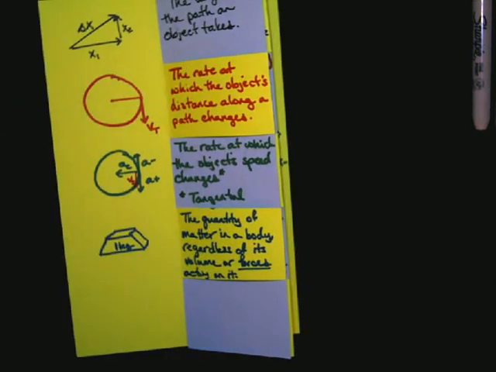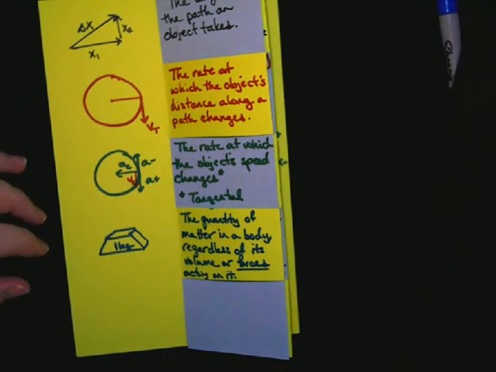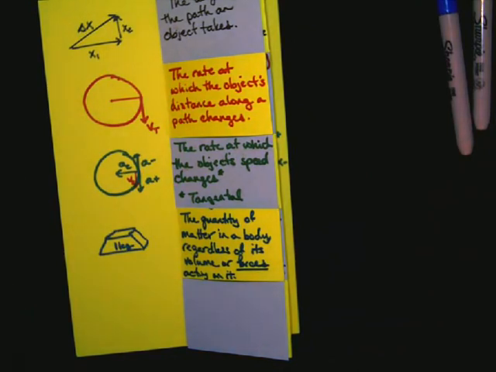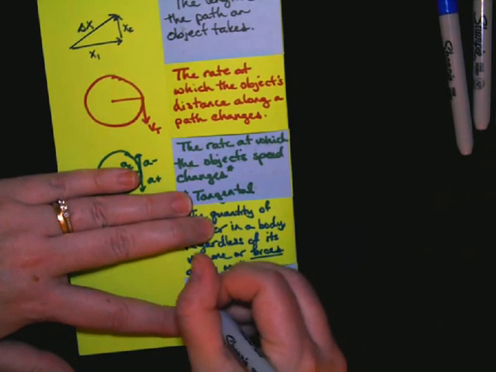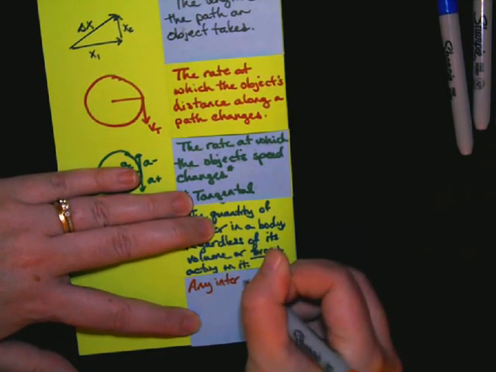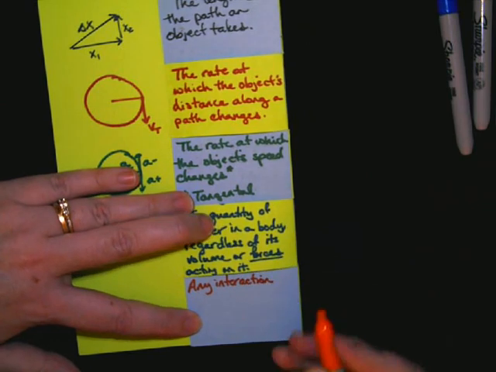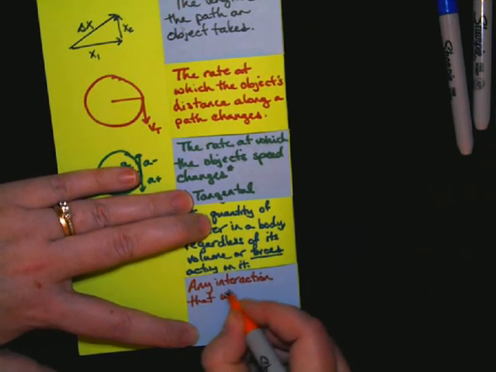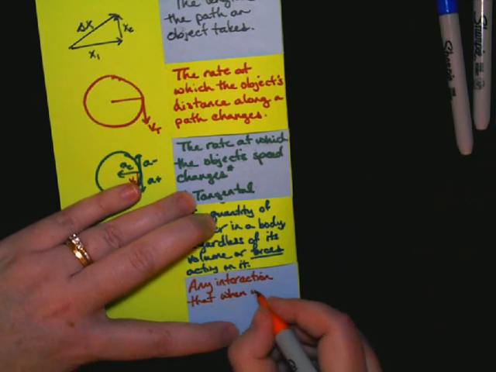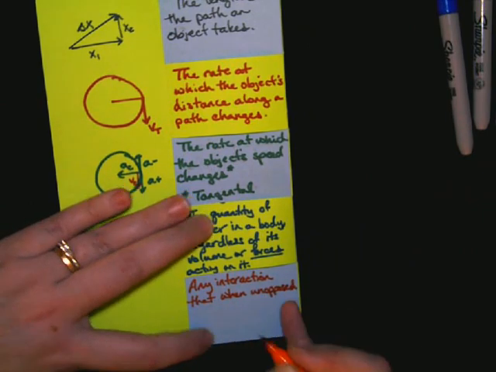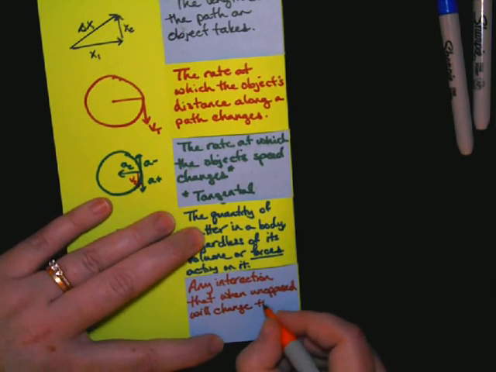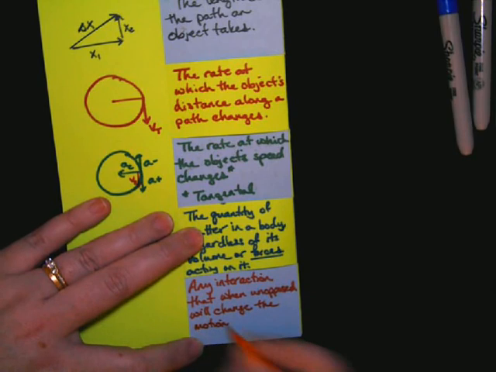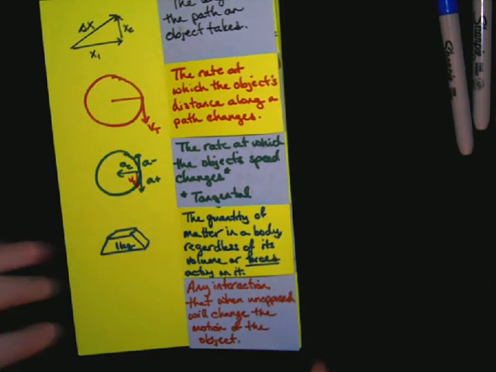And the last one in this section, there's more to come. So the last one over here is going to be any interaction that, when unopposed, will change the motion of the object. All right, so that, my friends, is force.